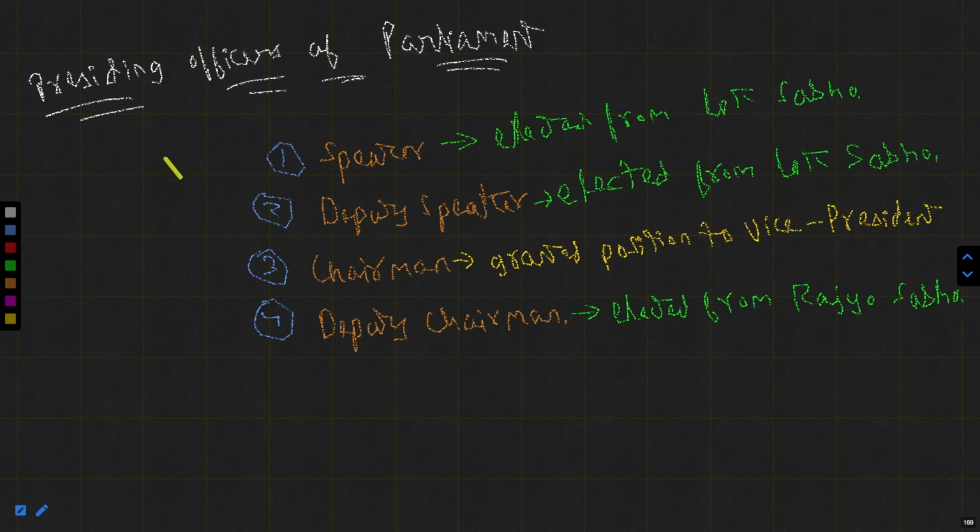That's why the speaker and the deputy speaker are both members of the Lok Sabha. The deputy chairman is a member of the Rajya Sabha because he is elected from them. But the chairman is not a member of the Rajya Sabha. Basically, he is an ex-officio member. All right. He is not a member of the house. So that's why basically he will not preside over the joint sitting of the 2 houses. Concept is clear for you.